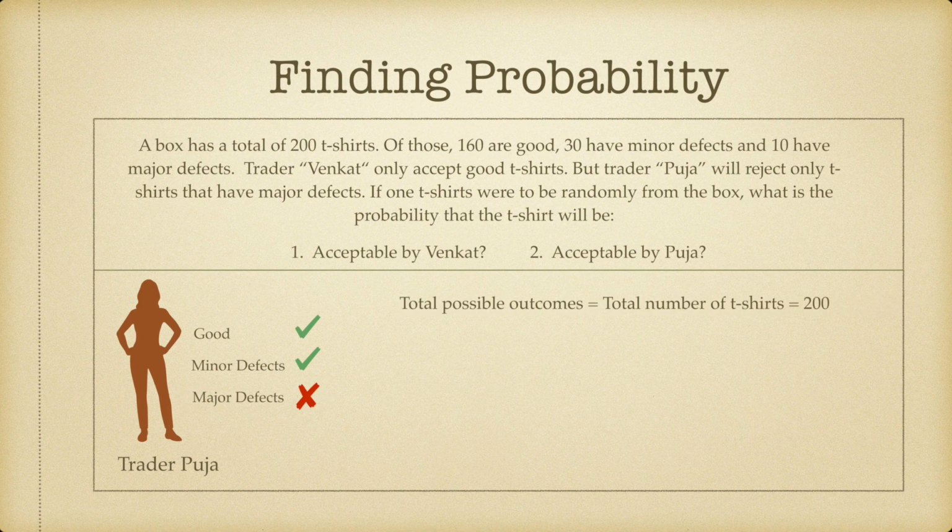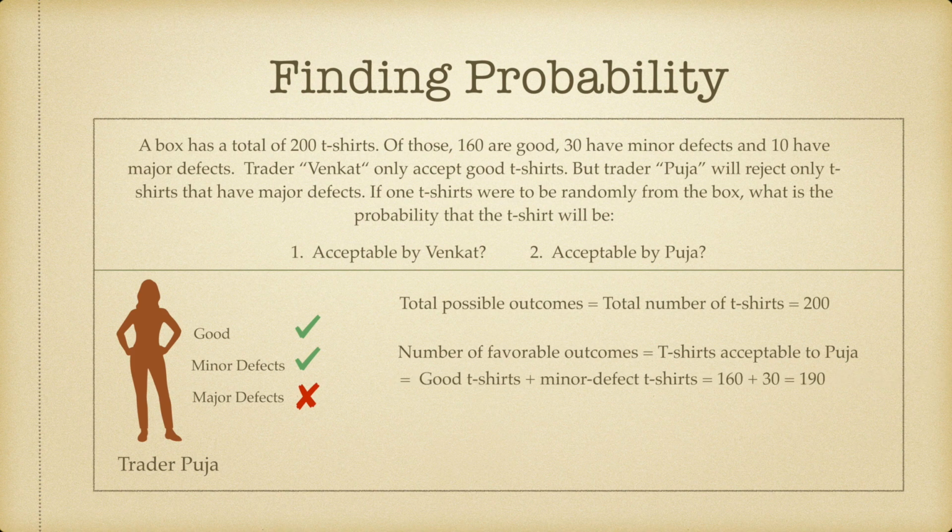So again, total possible outcome will be 200. Now, the number of favorable outcomes for Pooja will be different from what we had seen for Venkat. Why? Because Pooja will also accept t-shirts with minor defects. So for Pooja, it will be good t-shirts plus t-shirts with minor defects, which will be 160 plus 30, or 190. And so we can find out the probability that we will pick a t-shirt which is acceptable to Pooja will be 190 divided by 200, or simply 19 divided by 20.